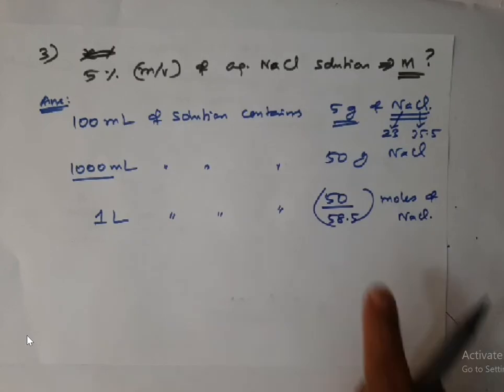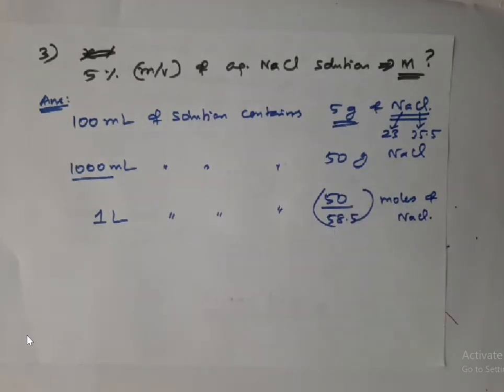Okay, 50 by 58.5. Let me use the calculator. Or you tell me the rough value, a close value, if you can calculate. Let me use the calculator. 50 divided by 58.5. Yeah, it gives me 0.8547.